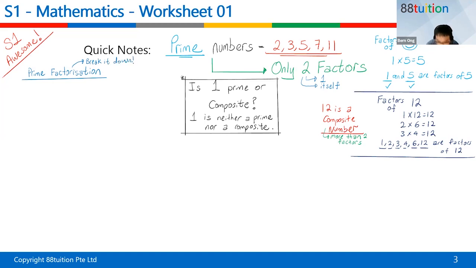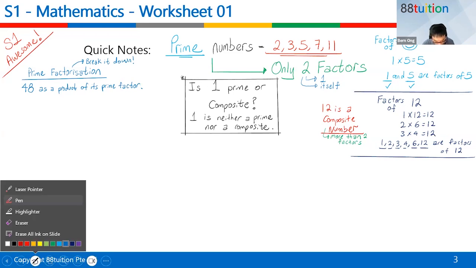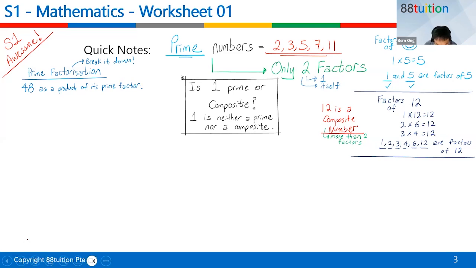For example, I have a number, let's say 48. I want you to break down 48 as a product of its prime factors. The statements are very funny. They want you to break down 48 as a product. Product means multiplication of its prime factors. It means you have to use prime numbers to break it down.